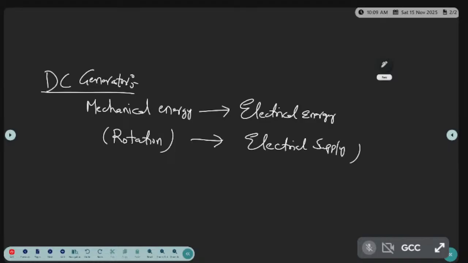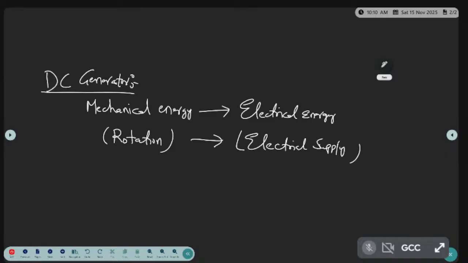This is for your easy remembrance in your language. So, somebody has to rotate. What am I getting? Electrical energy. Okay, now simple. So here, rotation, electrical supply. Now, what is the principle?